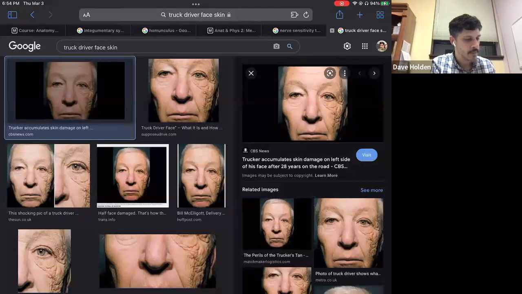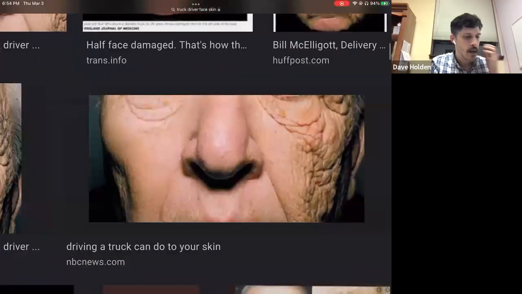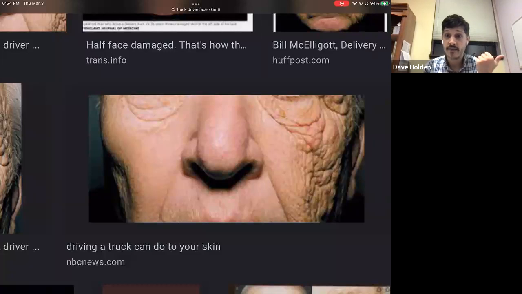So this was the guy. He spent half his life driving a truck. And so the driver's side of his face suffered long-term, prolonged skin damage from so much sunlight. The other half didn't. So the other half doesn't look so bad. But this is the effect of sun damage.